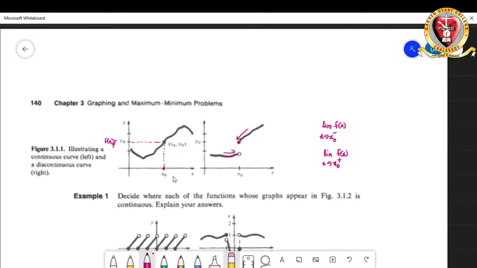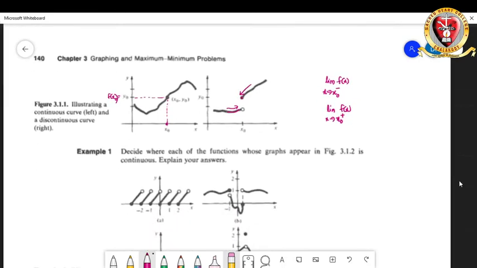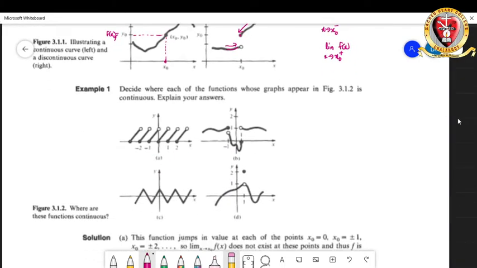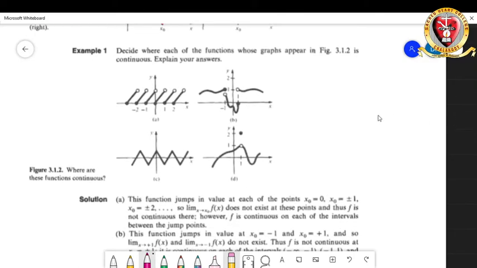So you are seeing two functions such that the first function is continuous at every point which is considered, and in particular it is continuous at x naught. But the second function which is drawn is not continuous at x naught.